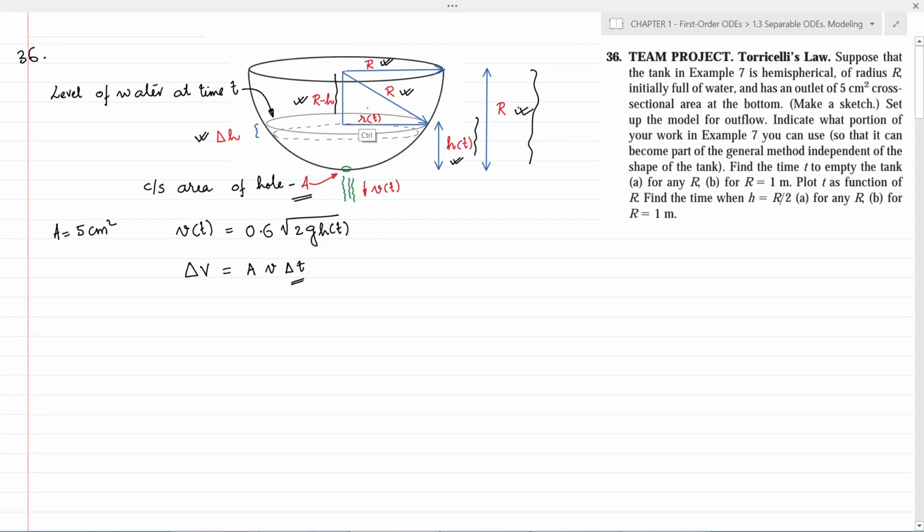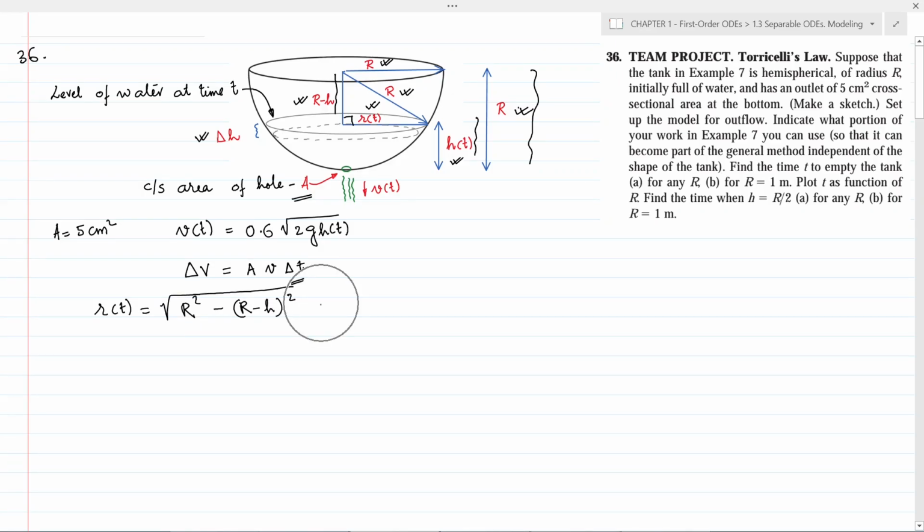So this r of t is the radius of the cross section of the level of water at time t, and it can be written as r of t equal to, in this right angle triangle, the hypotenuse R squared minus the perpendicular (R minus h) squared, all under a square root.